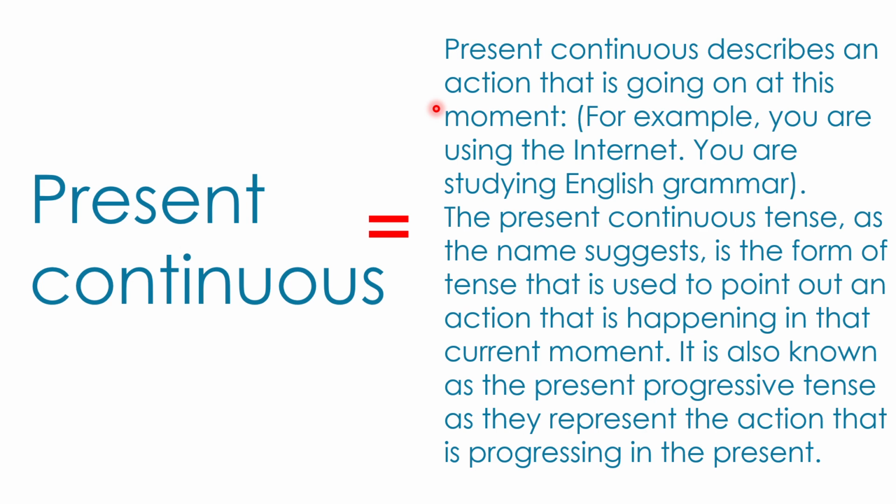So, in simple words, it is a tense that describes an action that is happening right now. So basically at the current time. So obviously, for example, you are using the internet, or you are studying English grammar, or you are watching my video. You are learning tenses. Amazing.